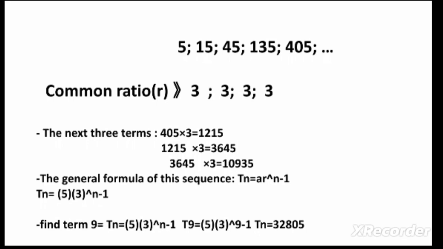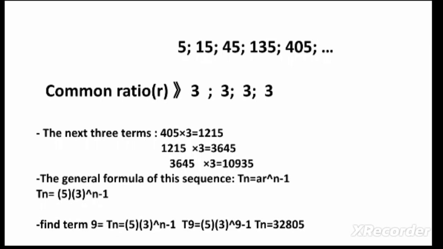So we can use this formula now to find any term. And then they say find term 9. You're going to use the formula Tn = (5)(3)^(n-1), and then you're going to substitute the n, you substitute 9, and then 5 in brackets, 3 in brackets, exponent 9 minus 1. If you put that on a calculator, the answer is going to be 32,805. Don't forget the 9 minus 1 are exponents of 3.